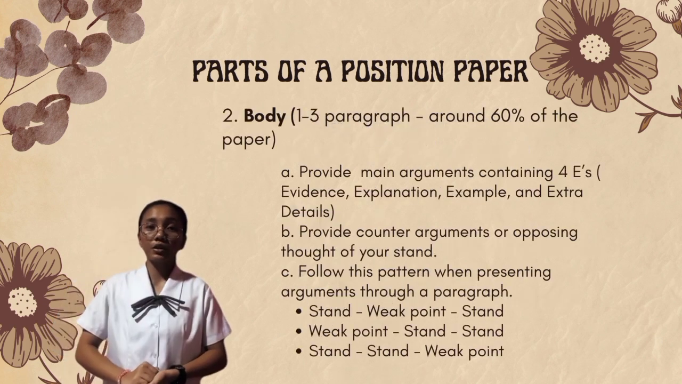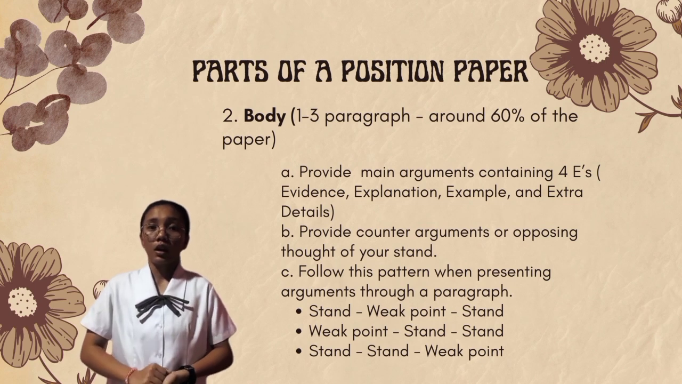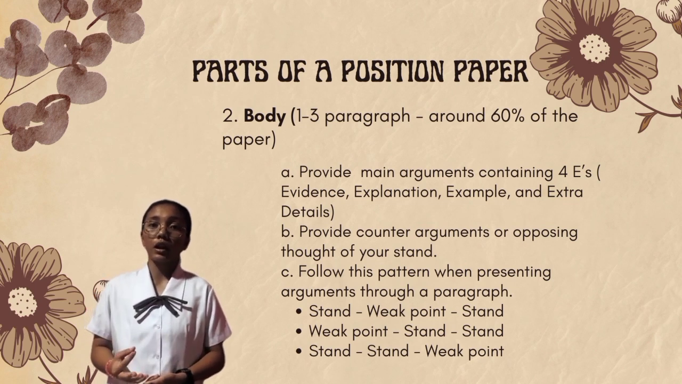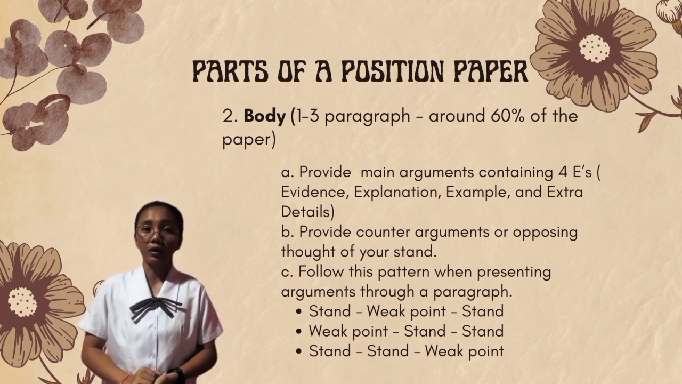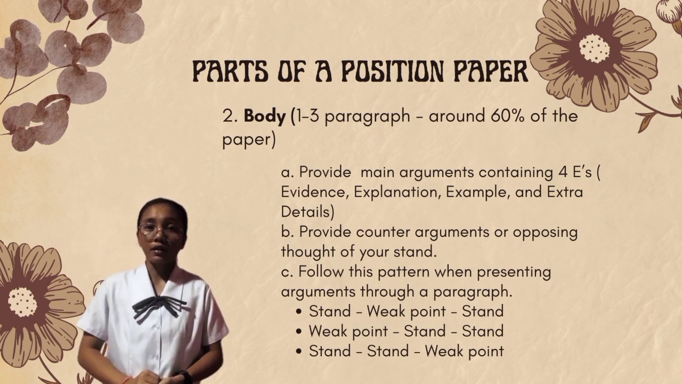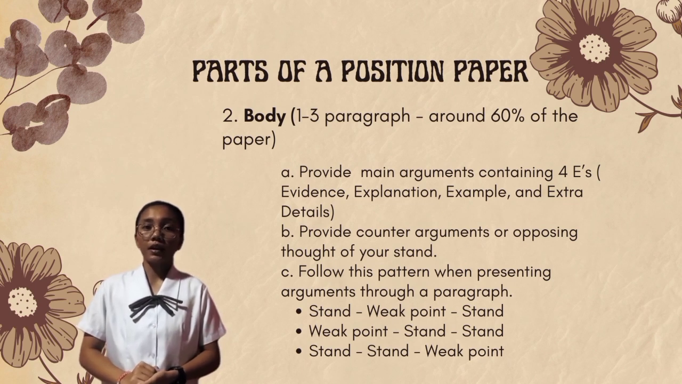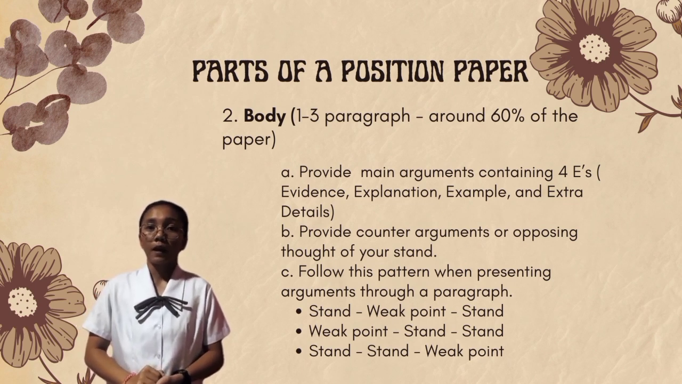The body of the position paper is where you present your arguments and evidence to support your stance on the issue. The body contains 1 to 3 paragraphs and is around 60% of your paper. First, you need to provide main arguments containing the 4 E's: evidence, explanation, example, and extra details. The evidence provides facts and statistics to support your stand. Explanation provides reasons to support your evidence.